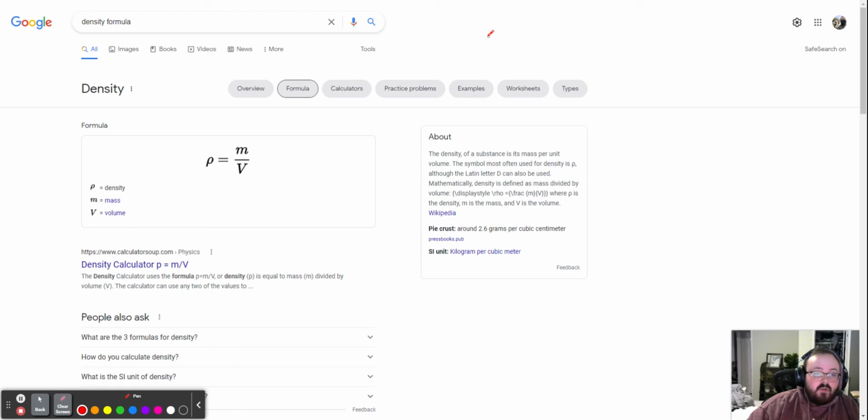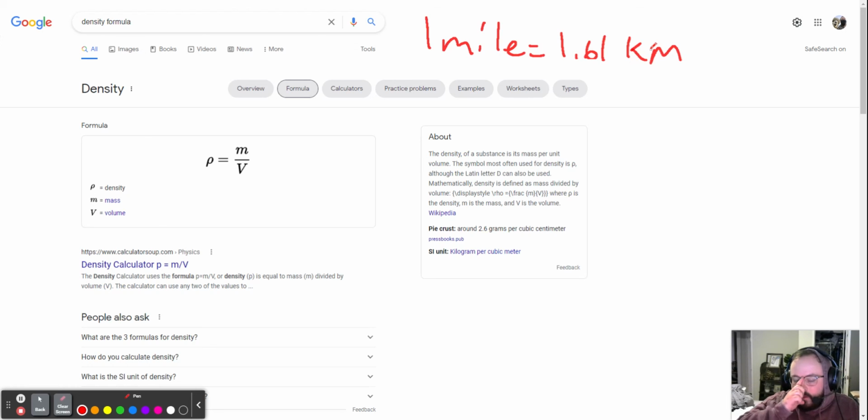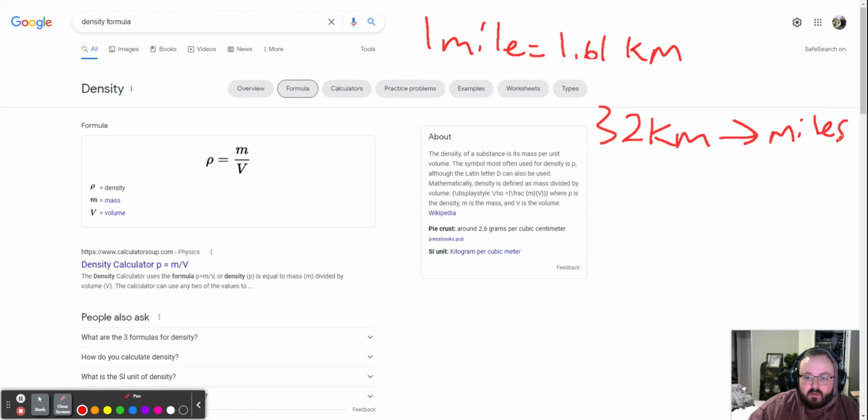So when you're trying to convert, let's see, what's an example? I actually know 1 mile equals 1.61 kilometers. I just graded your quizzes, so I feel like I should have memorized this by now. Right? And if I said, okay, I want to get 32 kilometers into miles, right? This is what I'm trying to solve here.